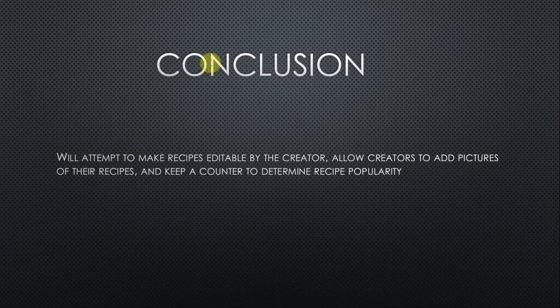So in conclusion, next sprint we're going to work on attempting to make the recipes editable by the creator so they can go back and change any problems they may have had. We're going to let the creators add pictures for their recipes, so that'll show up on the recipe view page. And then we're going to keep a counter of the recipe to determine the views number so we can see which recipes are the most popular. And that's it.